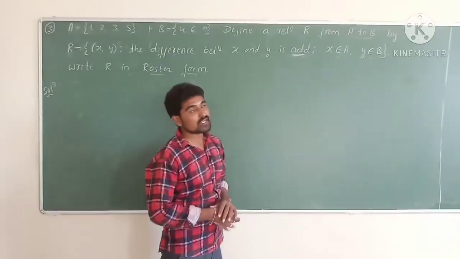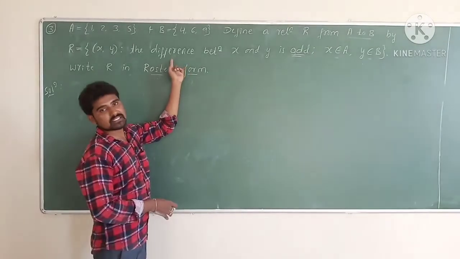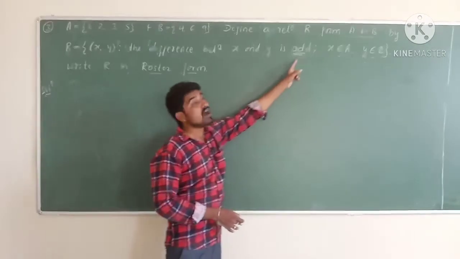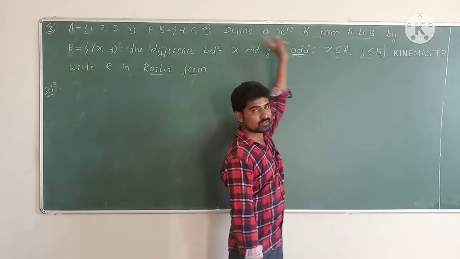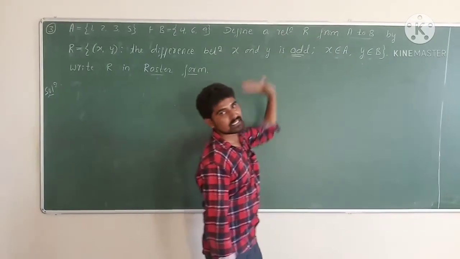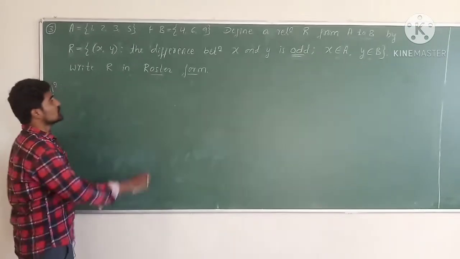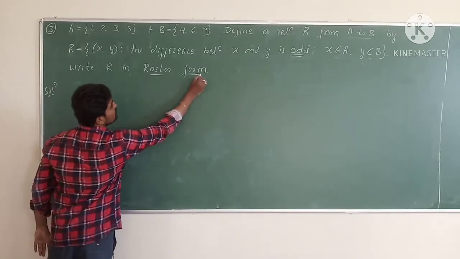The difference between x and y, difference means vyatyasa, is an odd number, that is besa sankhye. And the condition is x belongs to the set A, y belongs to the set B. Then we must write the given relation in roster form.